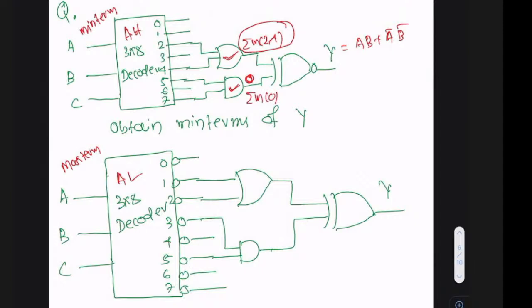So what is the meaning of this 0? The meaning of this 0 is that the output is always 0. If the output is always 0, that means there are no min terms. It has only max terms. So if you say it is min term 0, that is nonsense. You are not supposed to say this.